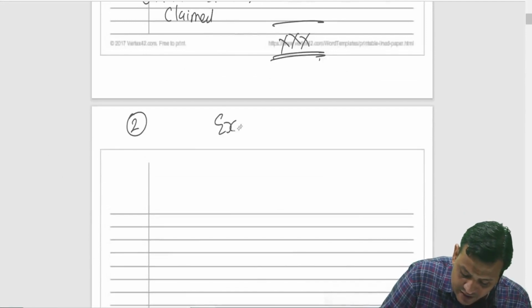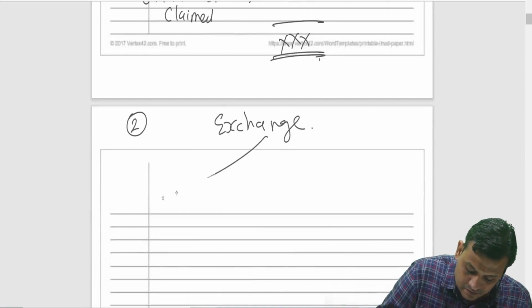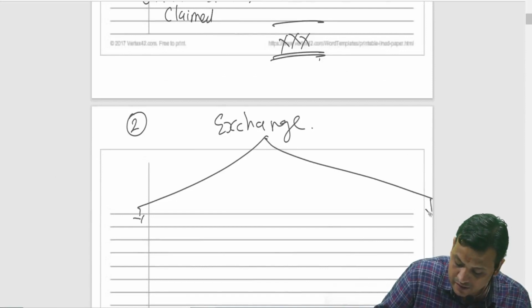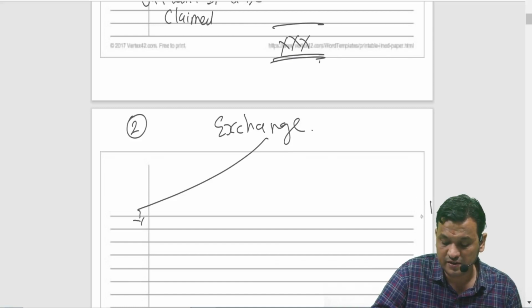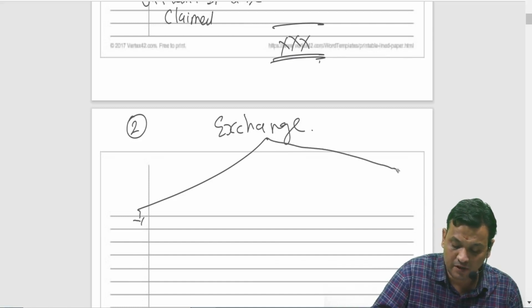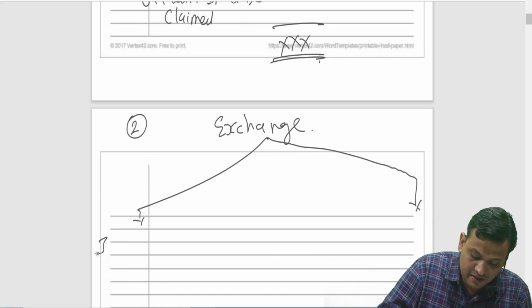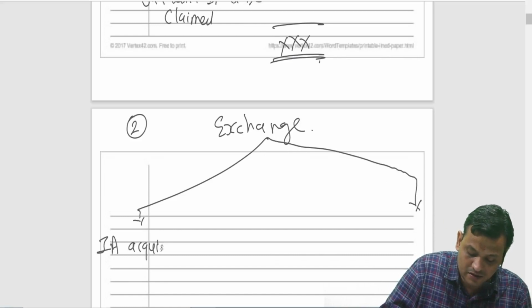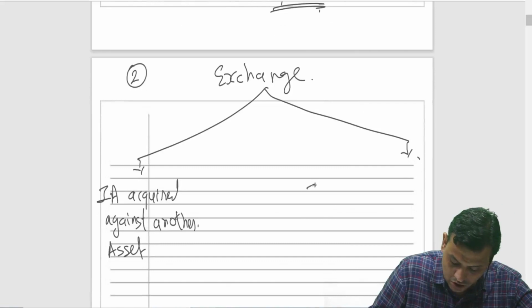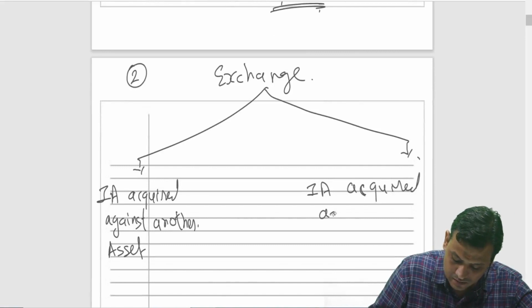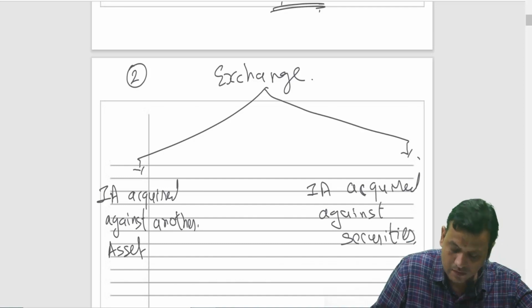Exchange. If I acquire an intangible asset on exchange basis, then the standard goes in this way. If it is exchange, then friends, what does it mean? It means that I am acquiring an intangible asset against another asset, or an intangible asset acquired against securities.